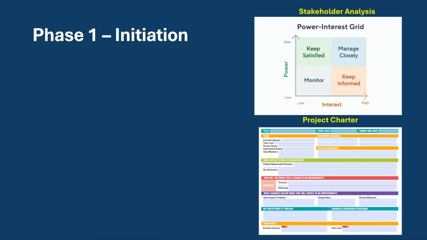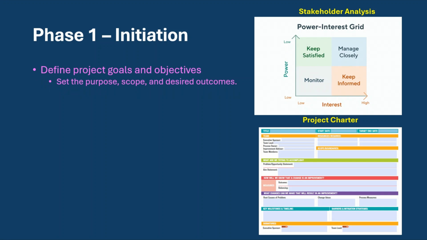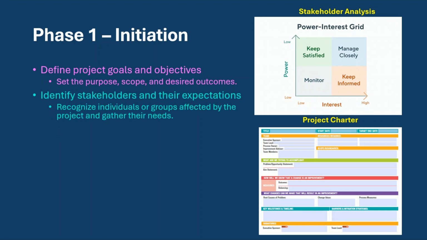Phase 1 is called initiation, and it's all about laying a solid foundation before any actual work begins. First, we define the project goals and objectives. This helps establish the purpose, scope, and desired outcomes of the project. Second, we identify the stakeholders. These are individuals or groups affected by the project. Understanding their expectations early on helps avoid conflicts later.